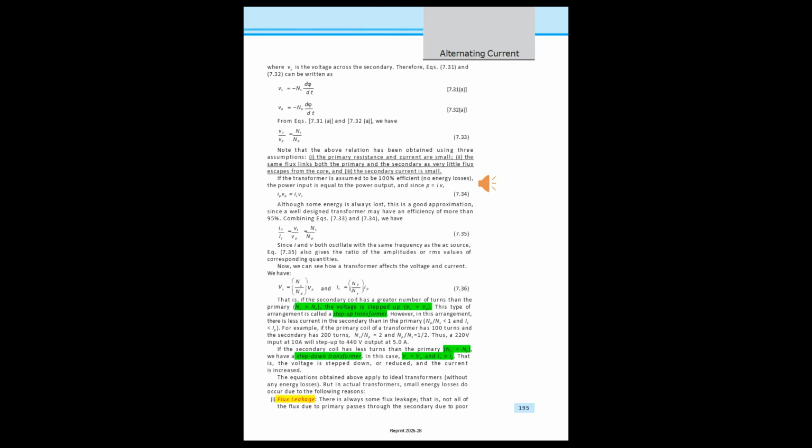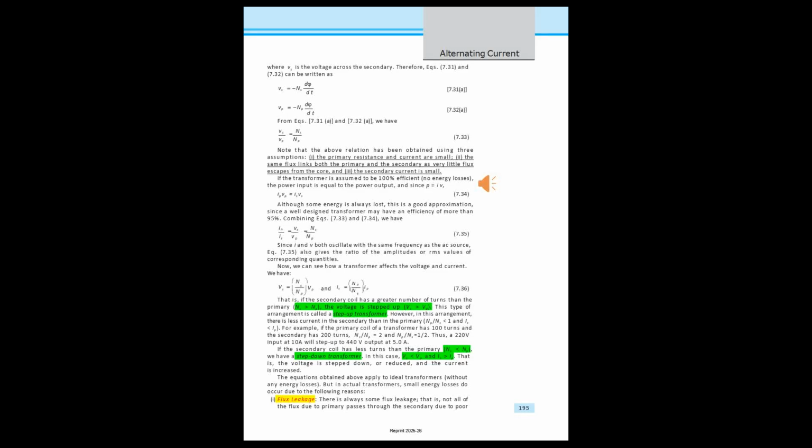Therefore, equations 7.31 and 7.32 can be written as Vs equals minus Ns d phi by dt, or Vp equals minus Np d phi by dt. So from equations 7.31 and 7.32a, we have Vs by Vp equals Ns by Np. Here Vs is the voltage across the secondary and Vp is the voltage across the primary. Similarly, Ns is the number of turns in the secondary and Np is the number of turns in the primary.